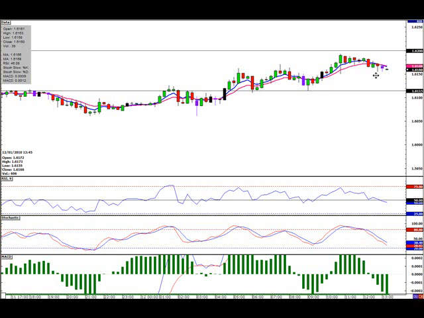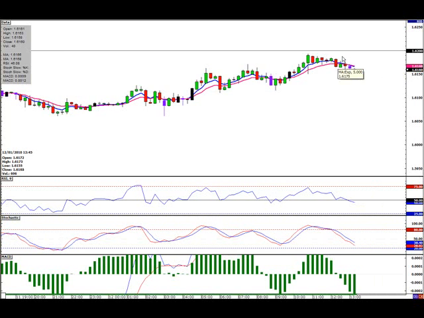So that's pretty much it. One small profit off of one trade.